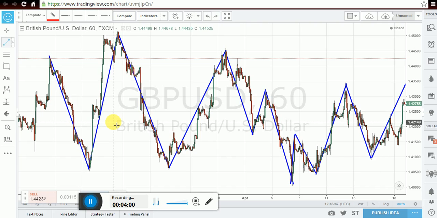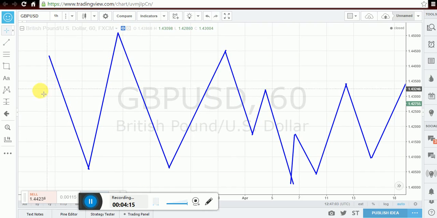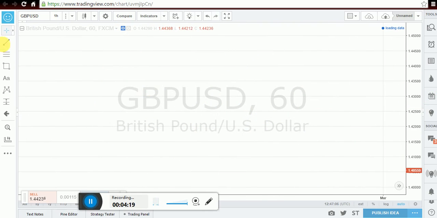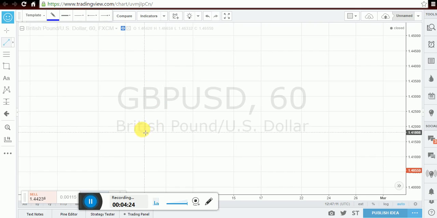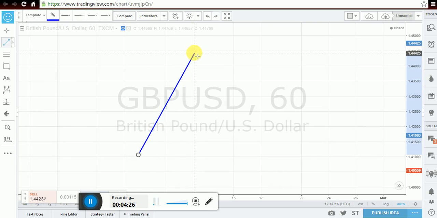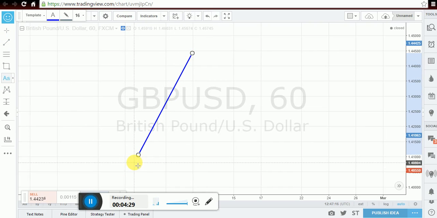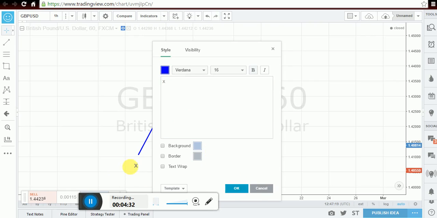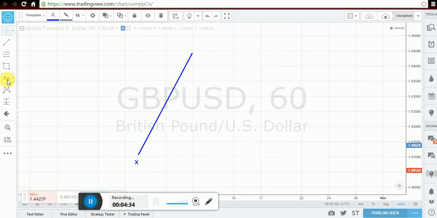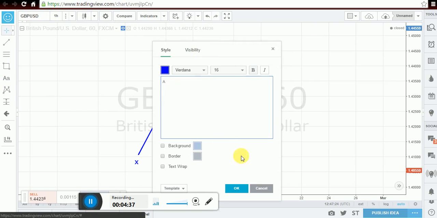I'm only interested in an impulse leg that has a retracement of not any more than 786 retracement. What I mean by that is, before I make that illustration, so for example, if I bring up an impulse leg like this, and let's say we've got our X point down here, and we've got our A point down there.